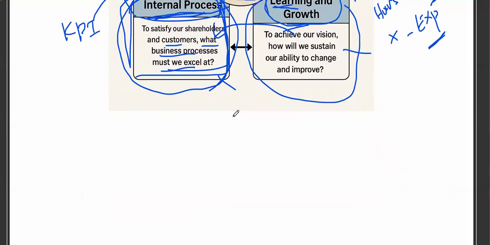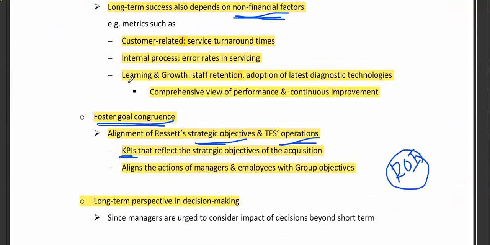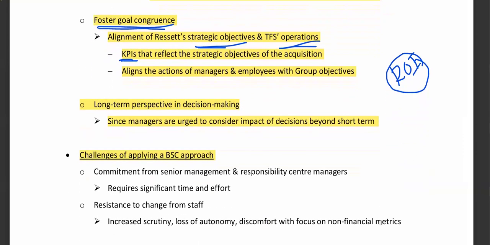So it will encourage long-term decision-making, or it will eliminate a narrow-minded focus on the short term. So the divisional managers are urged to consider the impact of decisions beyond the short term, and that is another positive aspect with regard to employing a balanced scorecard approach. However, there are certain challenges that we need to overcome.